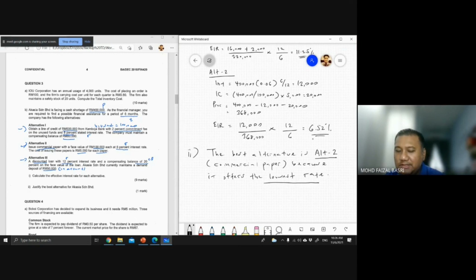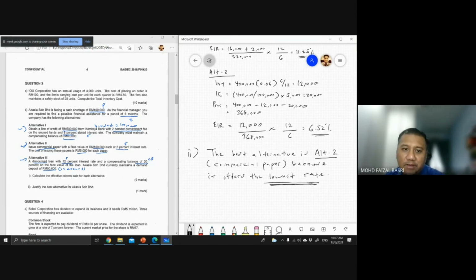Okay, the best alternative is alternative apa? Alternative 2 ke 3 ke, tapi dalam case ni the cheapest is alternative 2 lah. 6.52 tadi kan. So you put here alternative number 2, which is commercial paper, because why? It offers the lowest rates. So the lowest rate ni memang justification dia ni je lah. Always because it's lowest rate.